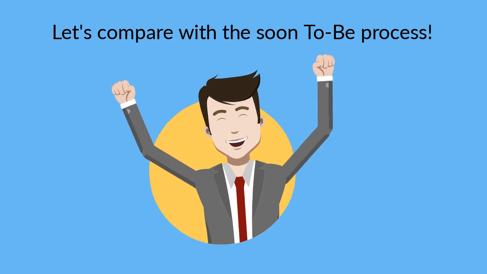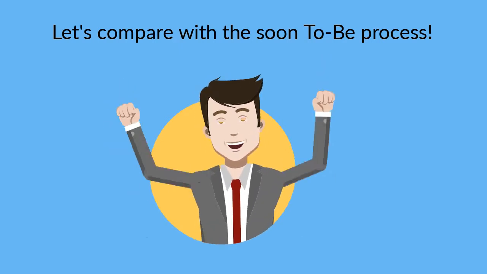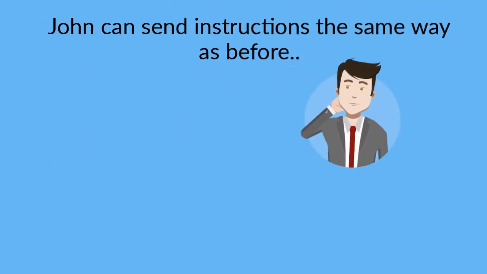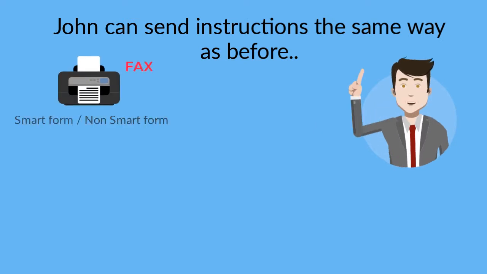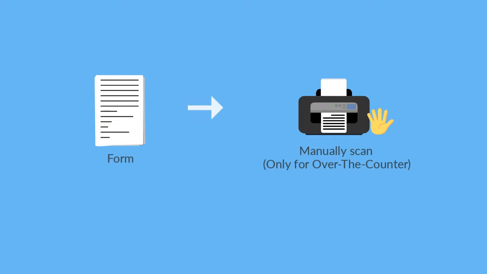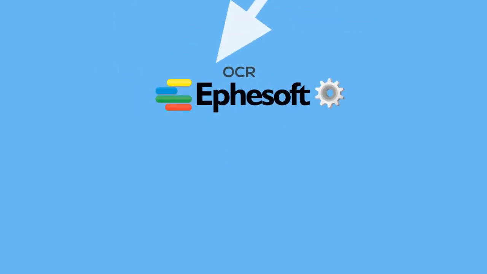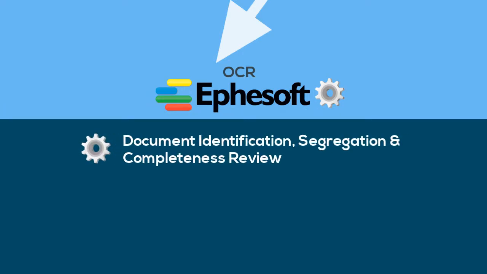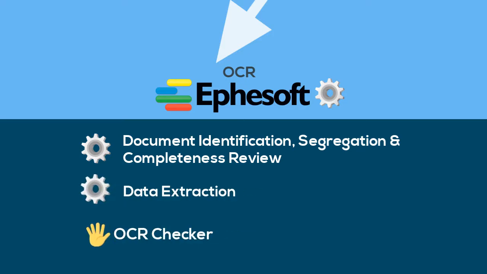Now, let's compare with the soon-to-be process. John can send instructions the same way as before. First, trade operations receive the instructions and manually scan if it is via over-the-counter. Next, trade operations will use OCR, if it's soft copy, to automatically review the document identification, segregation and completeness, and also to extract the data. However, OCR checkers will be done manually.